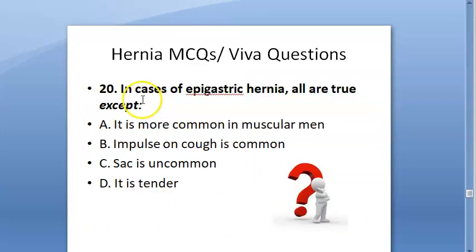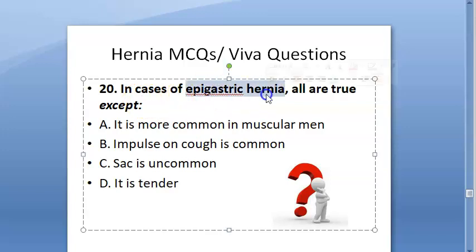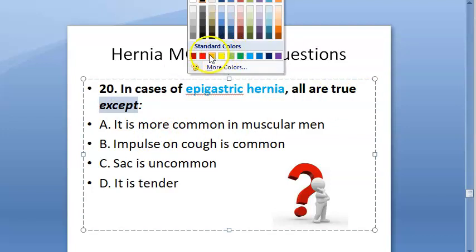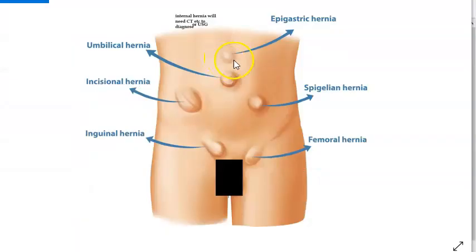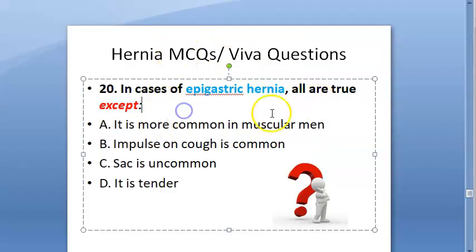In cases of epigastric hernia, all are true except. What is this epigastric hernia? All are true except. So you have to look for the negative statement, guys. Let's look at epigastric hernia. The epigastric hernia is here, see. Are you able to see, guys? So basically you have umbilical, para-umbilical around it, and then you have the epigastric. So what is epigastric hernia, and what is the question they are asking you?